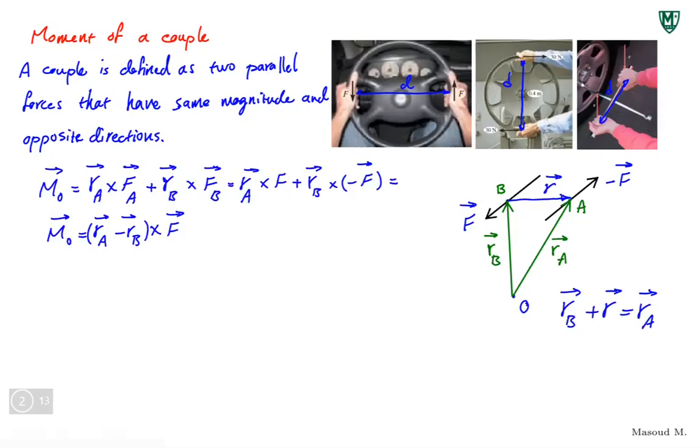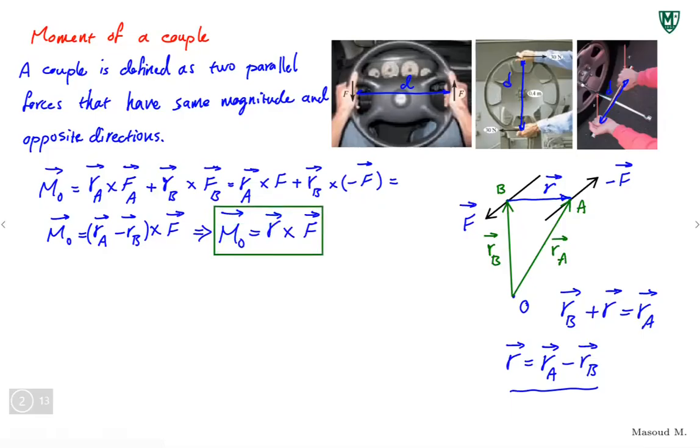So what happens is that R is equal to RA minus RB. That I get from here. So I can easily write this as MO is equal to R cross F. Now look what I got. What does this tell me? This is the equation for the moment that is created by this couple. The interesting thing in this equation is that now this moment is independent from RA and RB. It only depends on R.